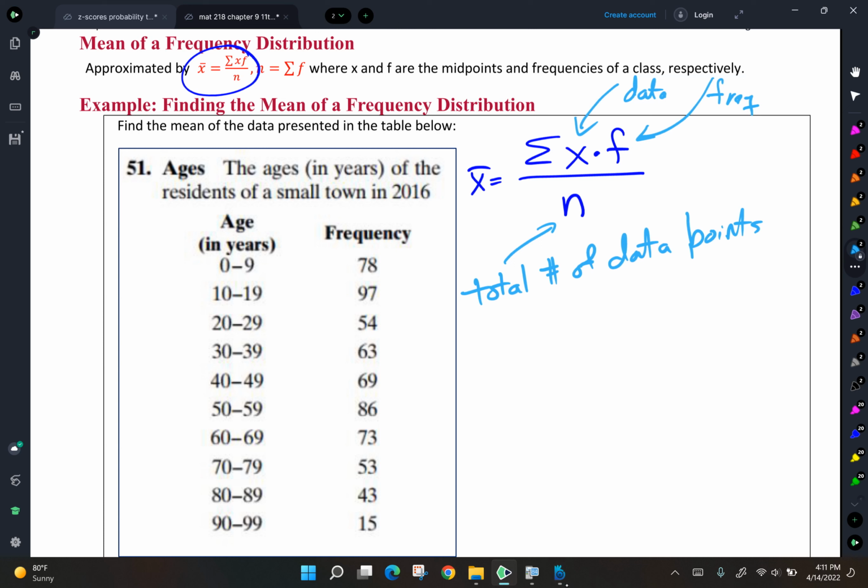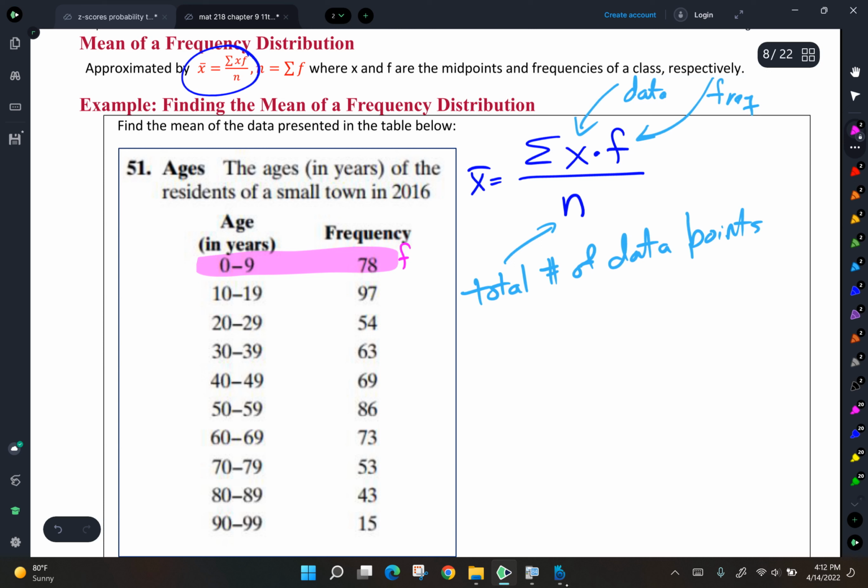All right, so we're here. We're finding the mean of a frequency distribution. I know that I've got a formula for it, and I know what to do. I need to take all the X's times their frequencies, and then divide by the total of the data points, the total of the frequencies. So for example, my first row is the ages 0 to 9. It has a frequency of 78. So that would be the 78 right there. That would be the F.